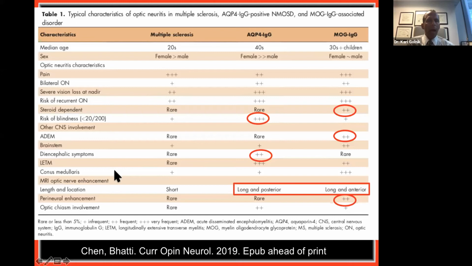Some of these others are neurologic things that I haven't bothered to comment on. The length and location of the enhancement, as I mentioned, both NMO and MOG tend to have long segments of enhancement of the nerve. NMO tends to be more posterior, MOG more anterior, but I don't think that really will differentiate the two. And then the perineural enhancement, that perineuritis that I mentioned, enhancement of the nerve sheath. If you see that, you should be thinking MOG. I don't think it's in print yet. I pulled this a few weeks ago.